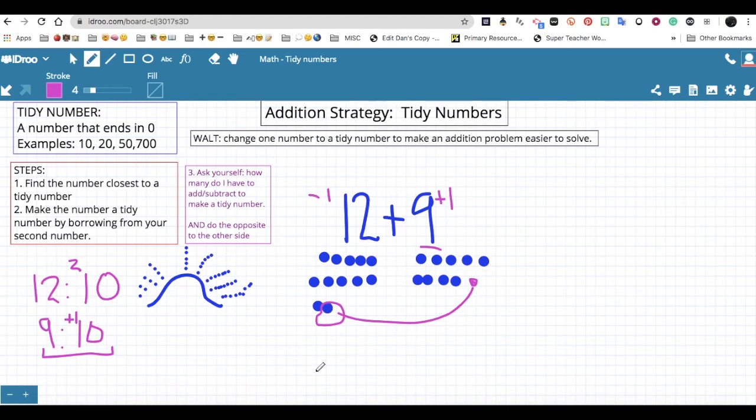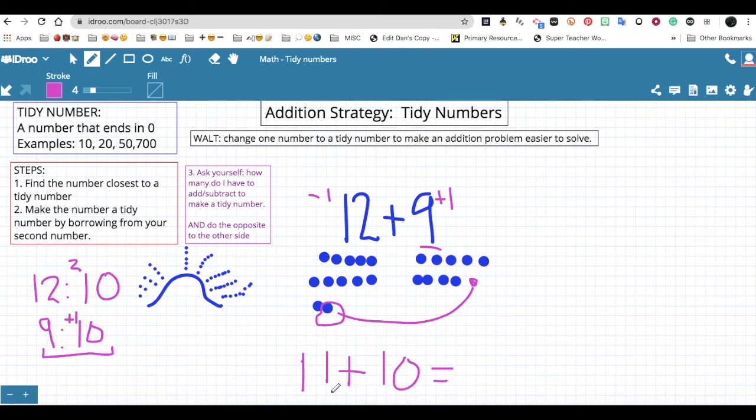Okay, so we've got to do a new problem now. Write the new problem underneath for me. Pause the video and do that for me. Okay, so 12 minus 1 is 11. And 9 plus 1 gives us 10. That's funny, I happened to do the same problems in a row. We did 11 plus 10 last time. So I want you to pause the video and see if you can remember how to add 10 and 11 together.